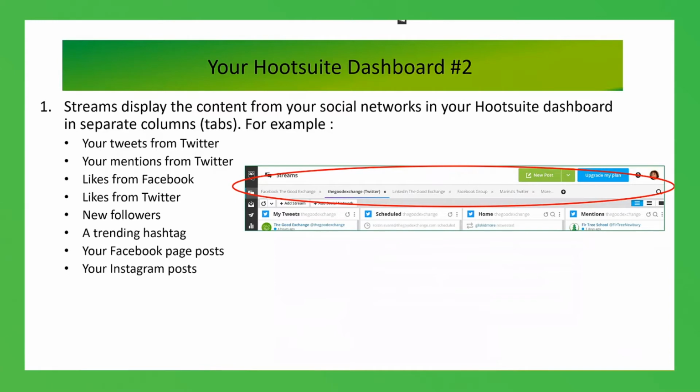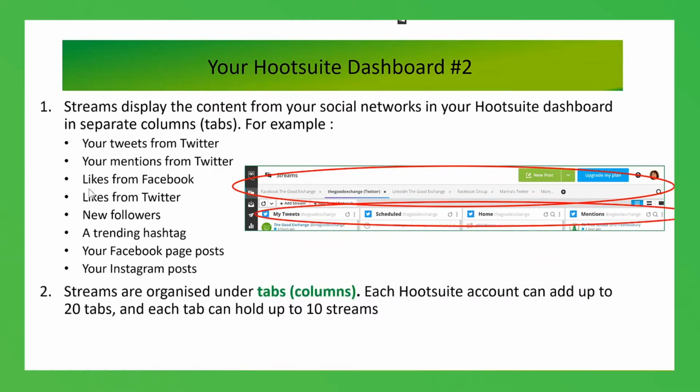For example, you've got your tweets, you can look at your likes from Facebook, your likes from Twitter. You can also track new followers, for example, any trending hashtags. So for example, in the charity sector, you have the Charity Tuesday hashtag. You might want to track that. You can also look at your Facebook pages and your Instagram posts.